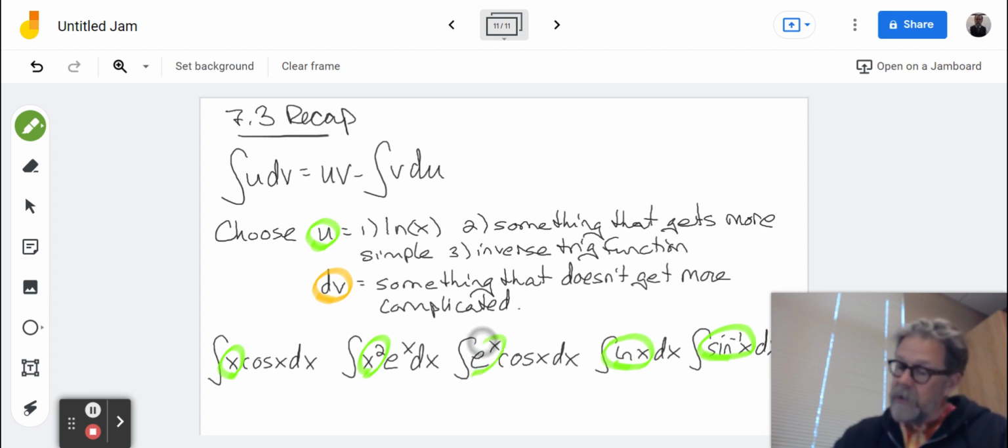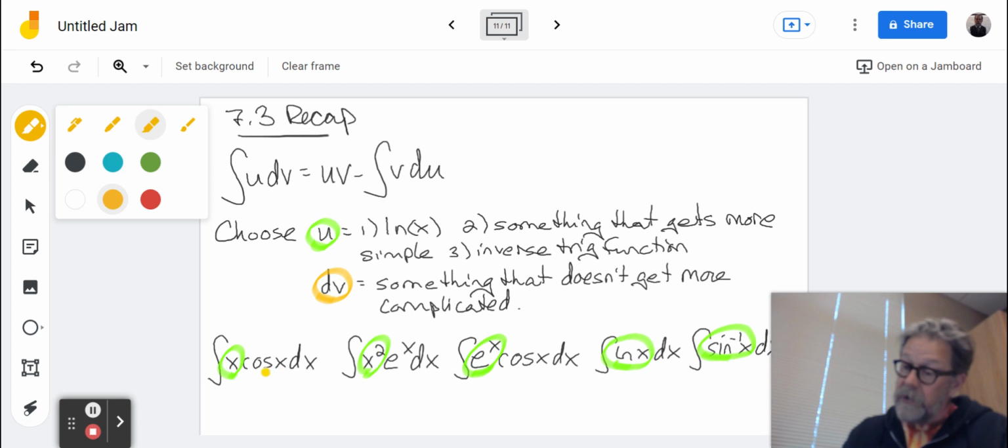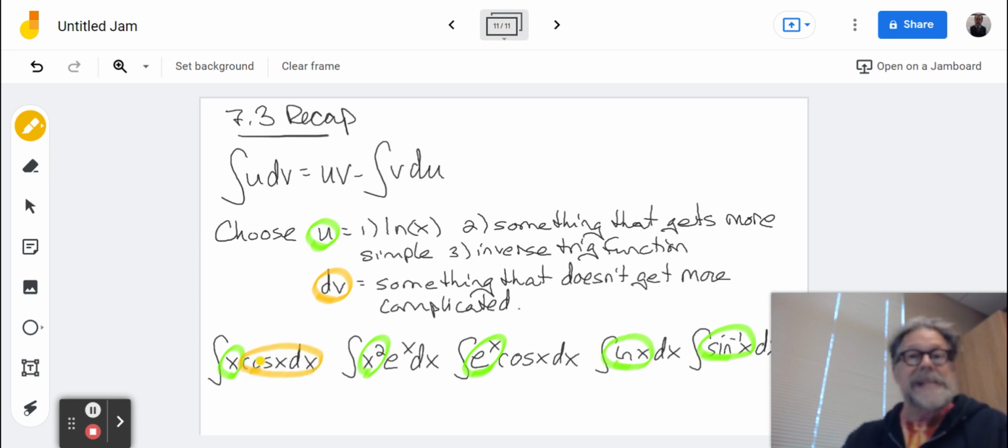So in this case, we chose e to the x to be u because the derivative, even though it doesn't get simpler, at least it stays the same. And then looking at our dv's, we chose sine of x, which doesn't get more complicated, and e to the x, which doesn't get more complicated. Sine of x gets a little more complicated, but this is balanced by the fact that we got rid of the natural log. Another gets a little more complicated, but is balanced by the fact that we got rid of the arc sine. So they're no longer in our integral.